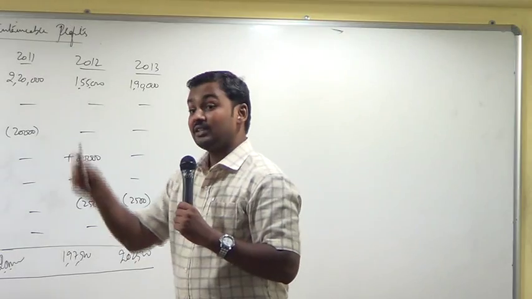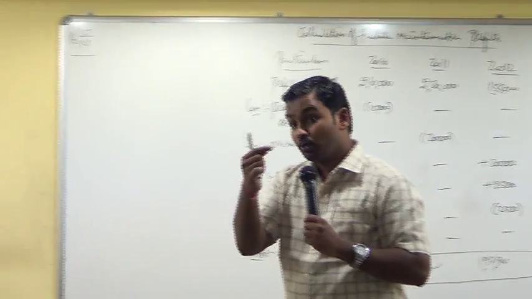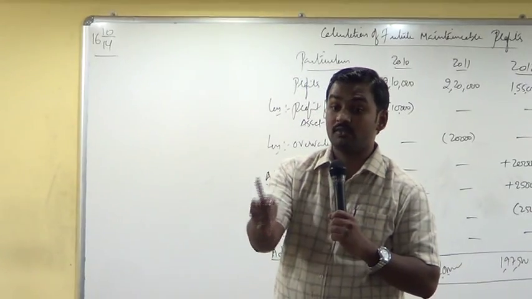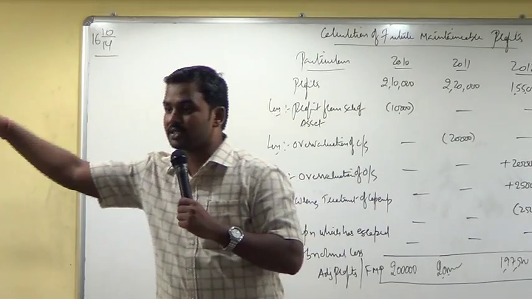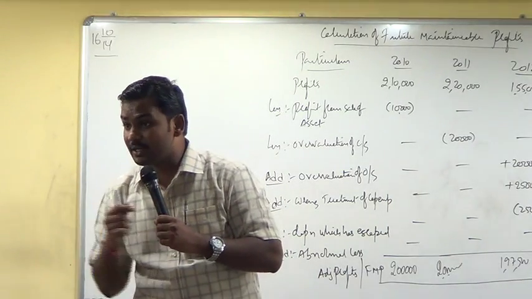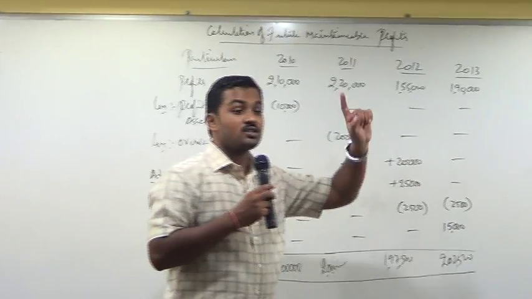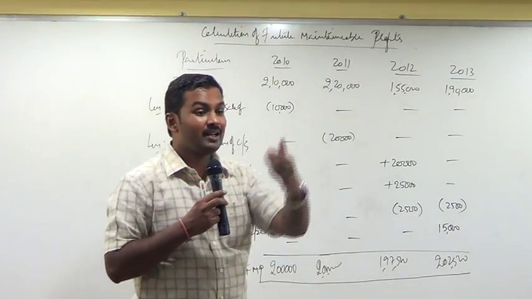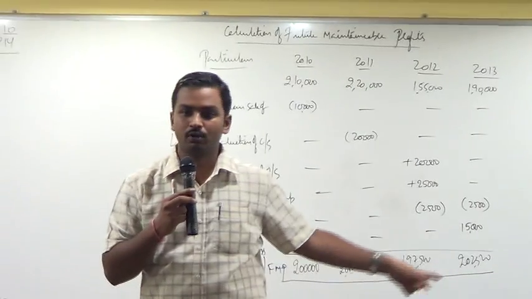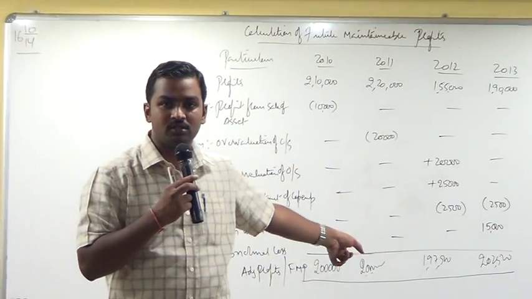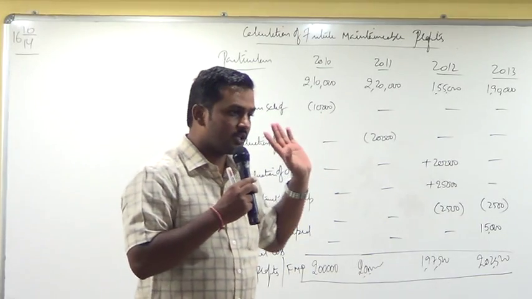Now, if the correct treatment was given to building, definitely 2,500 rupees of depreciation would have been charged per annum. 25,000 into 10%, 2,500 would have been charged as depreciation. Hence, I am charging depreciation. Because of not debiting building account, depreciation has escaped. Hence, whatever depreciation has escaped, I am now providing. 2,500 in 2012 and 2,500 in 2013 also.